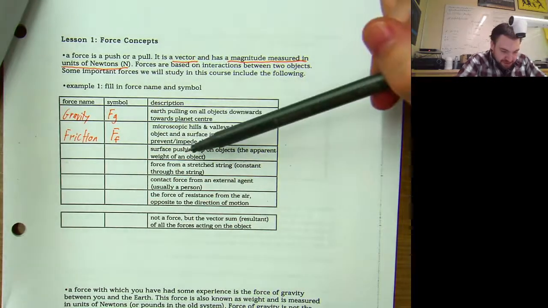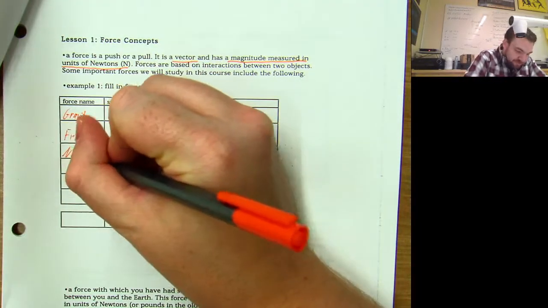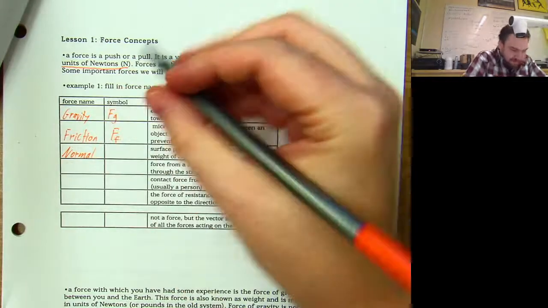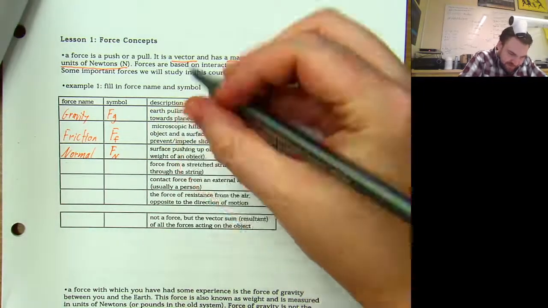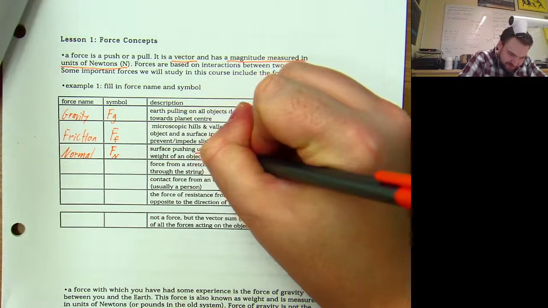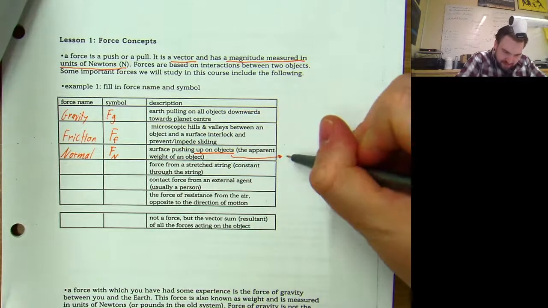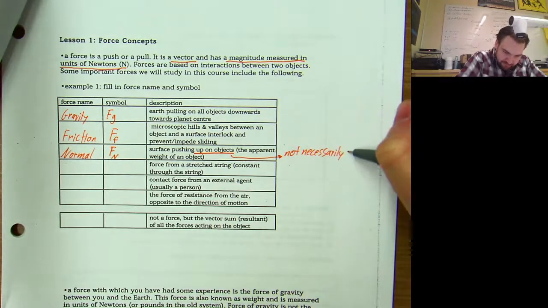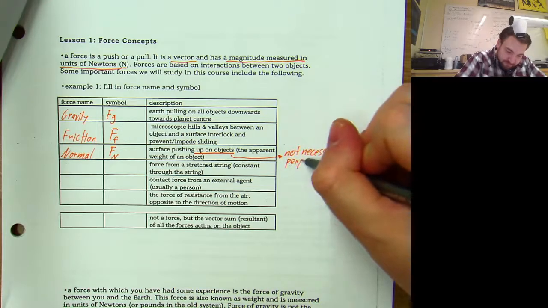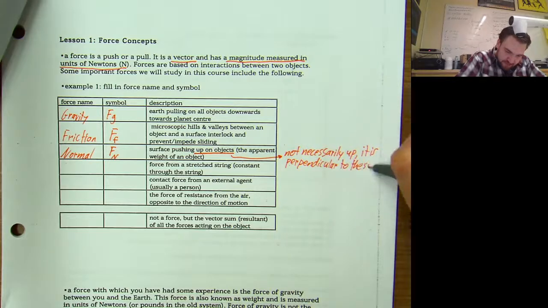And then we've got a surface pushing up on objects, the apparent weight of an object. We call this the normal force. I want to make some notes here. The symbol for this is F sub big N. Now, this idea that it pushes up on objects is not totally true. It's not necessarily up. It is perpendicular to the surface. And that is a note you should certainly make in here.